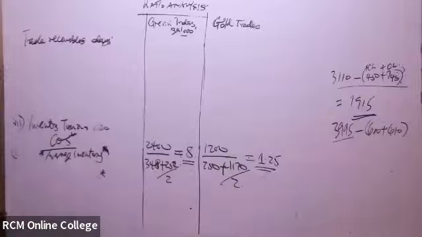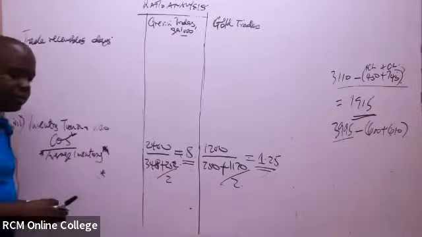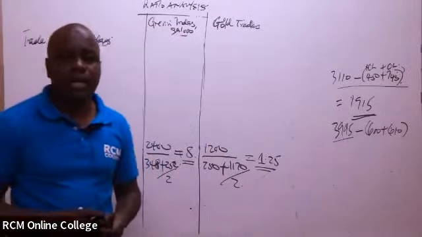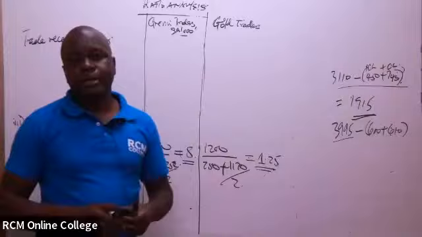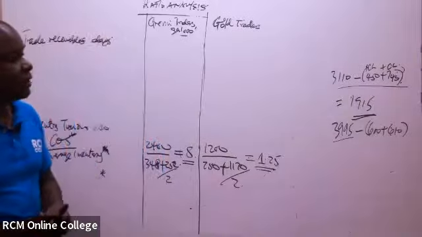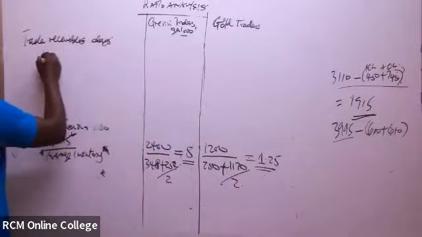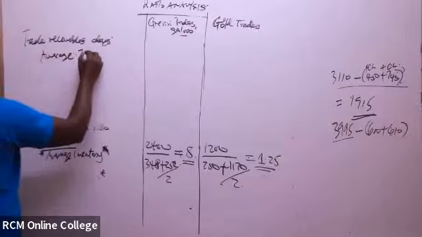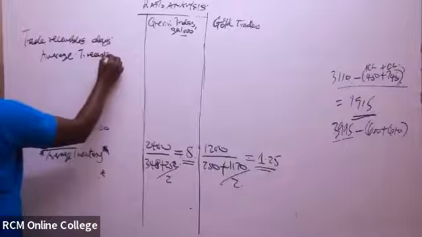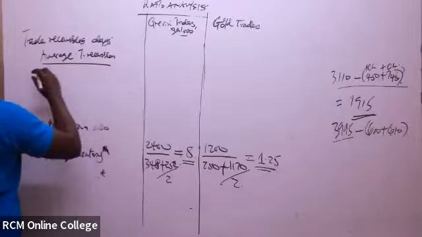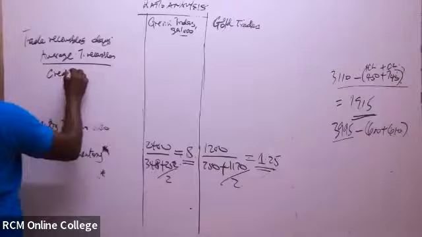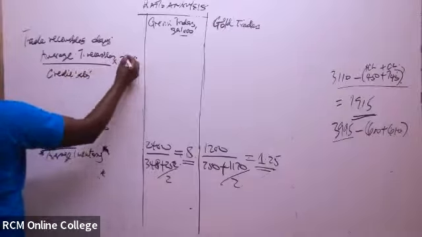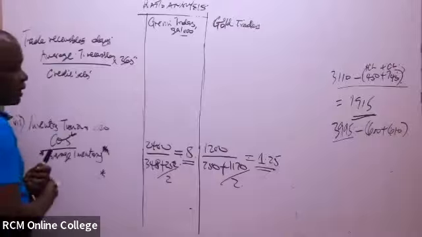So in this case, we said you take what? The average trade receivables over what? Credit sales. The average trade receivables over credit sales, you multiply by 365. So is that the correct formula? You need to confirm. The average trade receivables over, in this case, the credit sales, multiplied by 365.